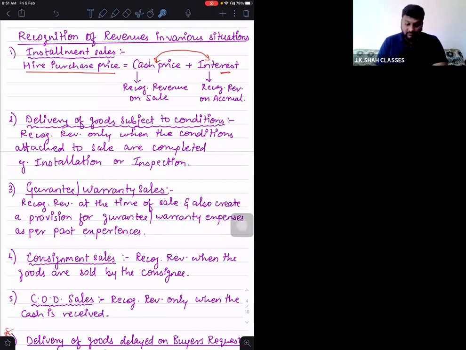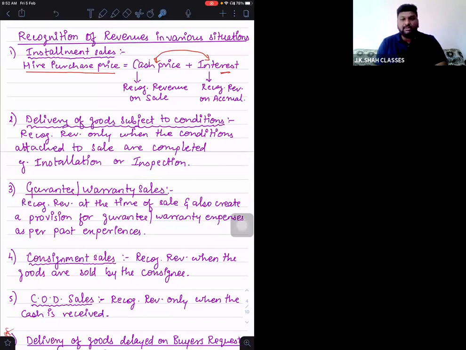Yeah, let us start. The first point, installment sales. Now that is nothing but hire purchase. What generally happens is you are purchasing a particular asset, definitely on loan basis, and the loan facilities are provided by the seller itself. So you have a HP price, hire purchase price, which is nothing but the cost price or cash price, plus the interest component.